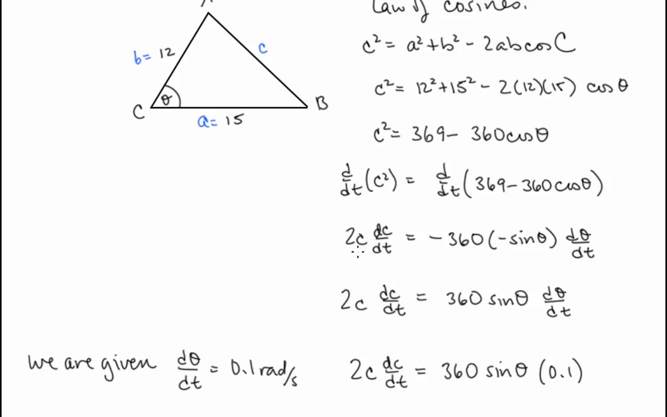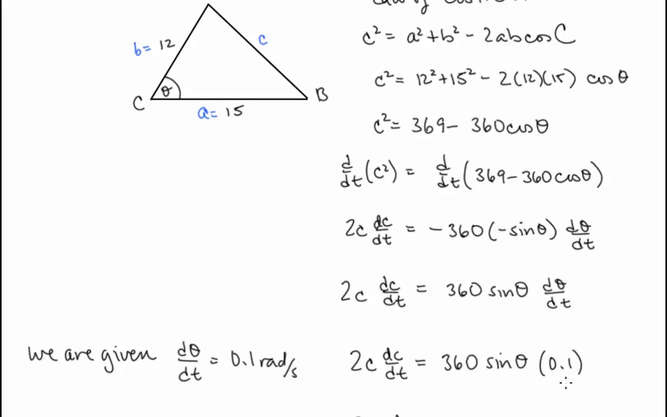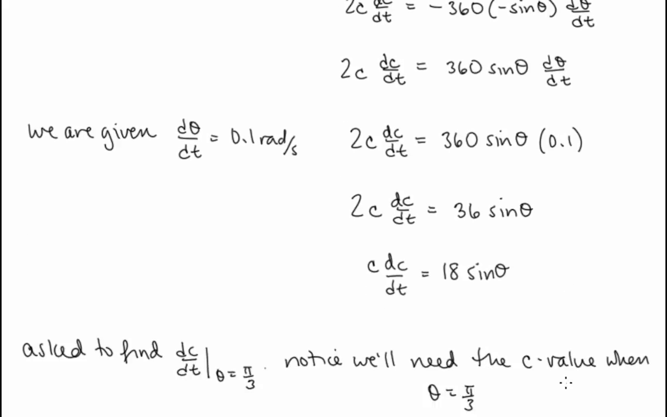So here we have 2c dc/dt. The derivative of 369 is 0, and so we have negative 360 times the derivative of cosine theta. So that's a negative sine theta d theta/dt. So the right-hand side simplifies to a positive 360 sine theta d theta/dt. And we're given d theta/dt to be 0.1 radians per second. So we can plug that in and simplify. We can even divide by a factor of 2 just to simplify a little bit more.